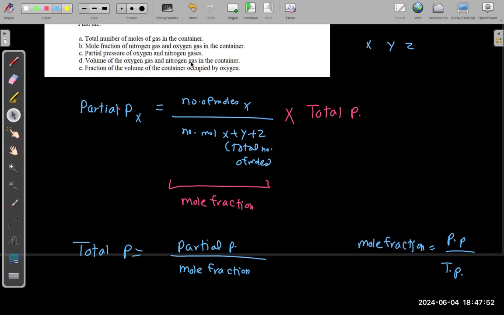What about the fraction of the volume of the container occupied by the gas? This is again a tricky question, because any gas inside the container will occupy the whole thing. So it is 100%. Don't forget that this will be 100%. It occupies the whole thing, not a partial part of the container.